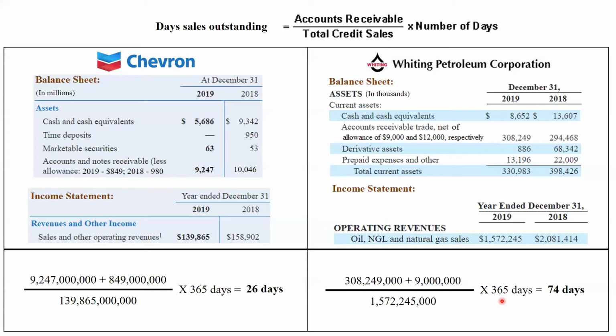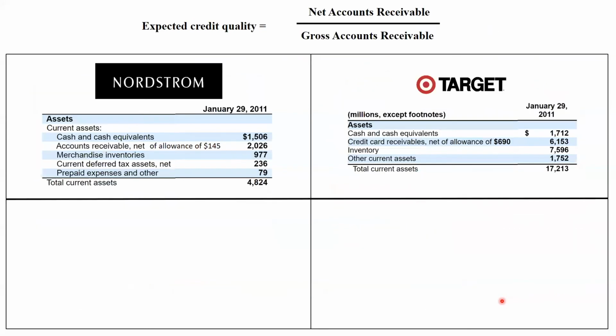So they might not get as good of payment terms from their customers. The other potential, so this is a third potential explanation, would be that Whiting, being a smaller company, doesn't get as good of customers. So the credit quality of their customers is just worse. And we could actually calculate that. I haven't done that in practice, but we could see if the estimated credit quality of Whiting Petroleum's customers is just worse than Chevron's. And if you have worse credit quality customers, it could be that they just take longer to pay. Okay, so that's days sales outstanding, and now let's move on to expected credit quality.